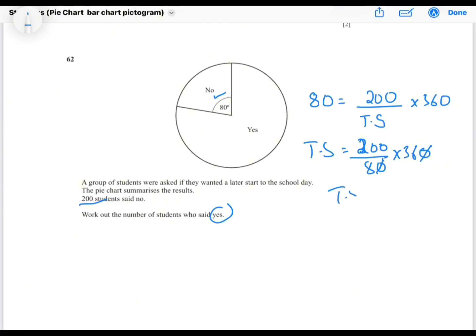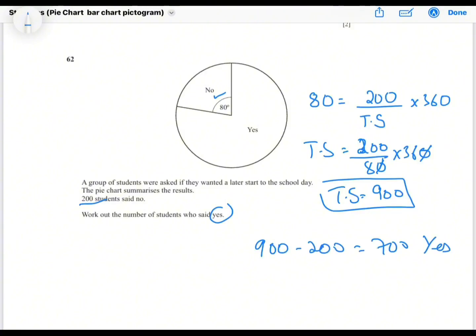So the total number of students we got is 900. The total student strength is 900 and 200 students said no. So how many students said yes? This means we need to do 900 minus 200, which means 700 students said yes. So this will be our final answer.